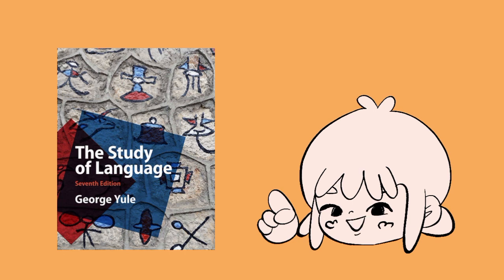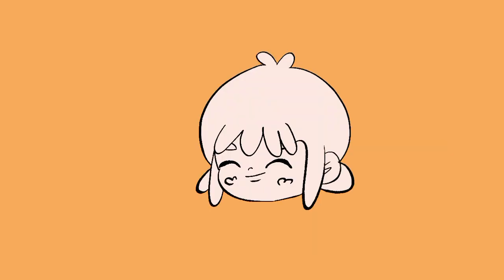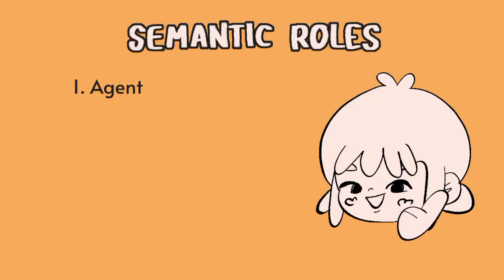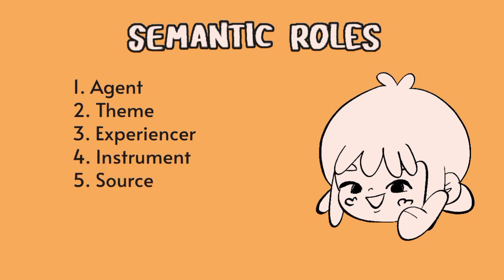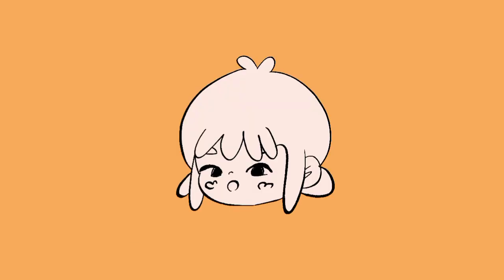You know this book, right? Yep, according to this book, there are 7 semantic rules we are going to talk about, which are agent, theme, experiencer, instrument, source, goal, and locations. So we're going to number 1, agent.